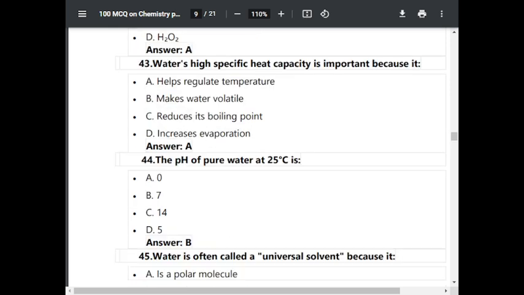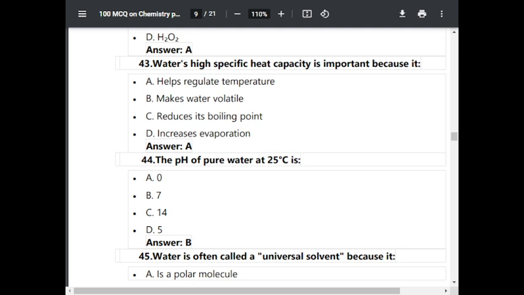Question number 43. Water's high specific heat capacity is important because it: option A, helps regulate temperature, option B, makes water volatile, option C, reduces its boiling point, option D, increases evaporation. The correct answer is A, helps to regulate temperature.